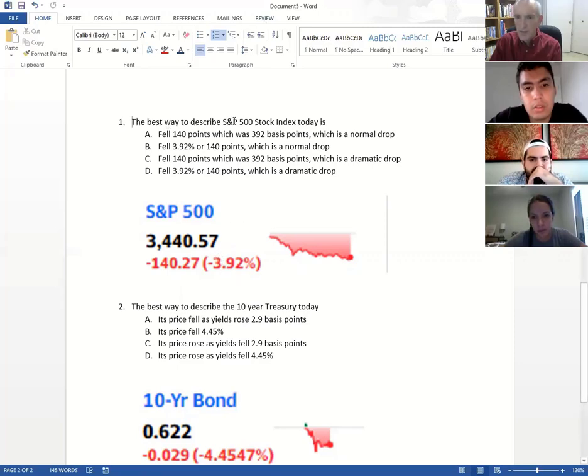So the best way to describe the S&P, what did the S&P do? Option A: it fell 140 basis points, which was 392 basis points, which is a normal drop. Option B: fell 3.92% or 140 points, normal drop. Option C: fell 140 points, 392 basis points, which is a dramatic drop. Option D: fell 392, 140 points, which is a dramatic drop. Which of these, if you said it, they would not look at you funny at an interview, and the other three, they would look at you funny if you said them. Would it be D?